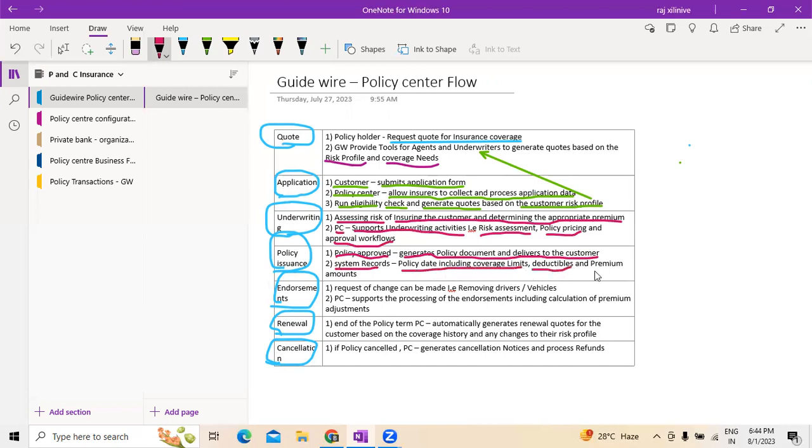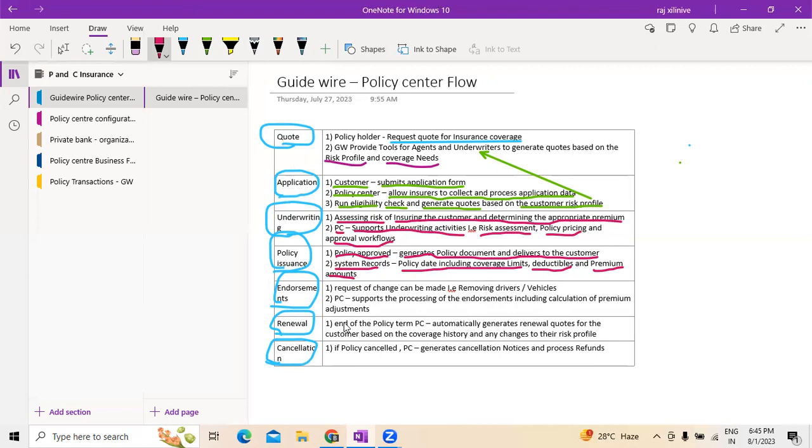Followed by the deductibles and, at the same time, premium amounts. These are the 3 points. As far as the system records are concerned, there are 3 things which normally it covers. One is our coverage limits, which will be mentioned there. Deductibles will be mentioned in that. At the same time, premium amounts will also be mentioned in it, right? So these are the 3 different things which will be included in this.